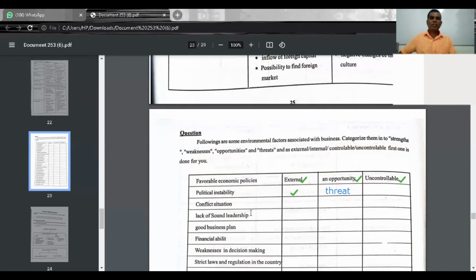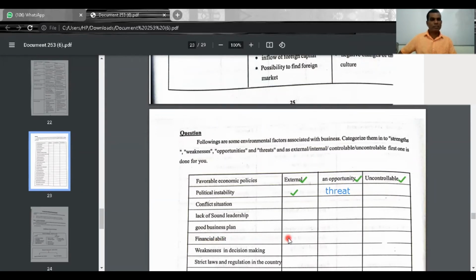Lack of sound leadership. Internal. We are part of the organization. Organization's leadership is internal. Weakness. It can be readjusted. If it is a weakness, it can be controllable. Good business plan. Internal. It is a strength. Controllable. It can be controlled.